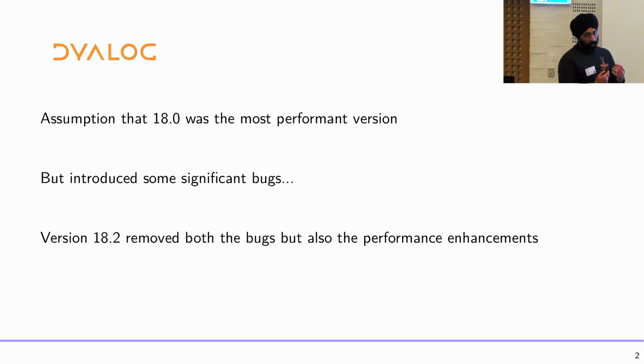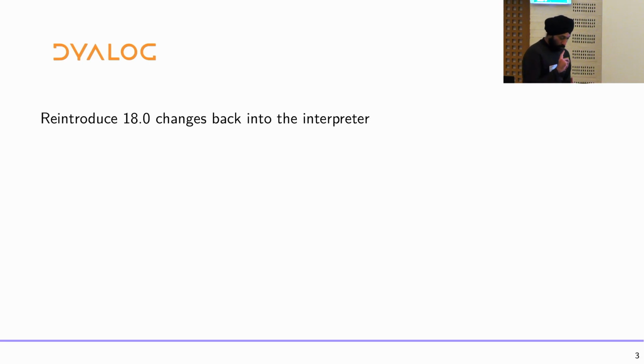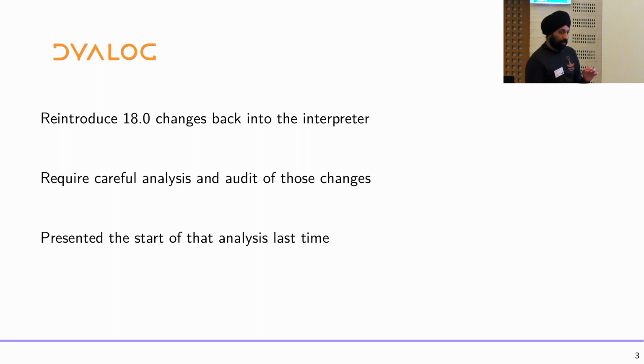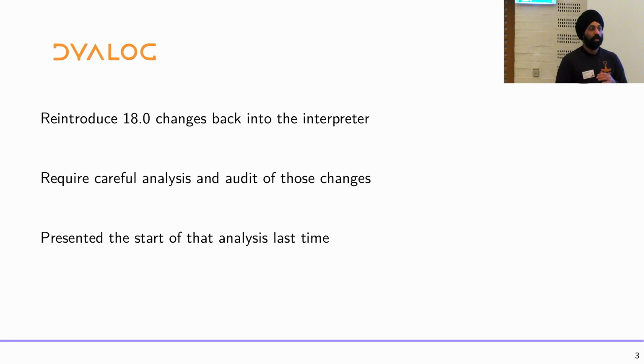So version 18.2, the latest release, backed out some of those changes and also backed out some of the performance enhancements. So we always had a plan to reintroduce these changes back into the interpreter. How do we do this? Well, very carefully. I presented the start of this analysis last year at the last user meeting. The talk today will be a little bit more systematic and is kind of the conclusion of that talk.